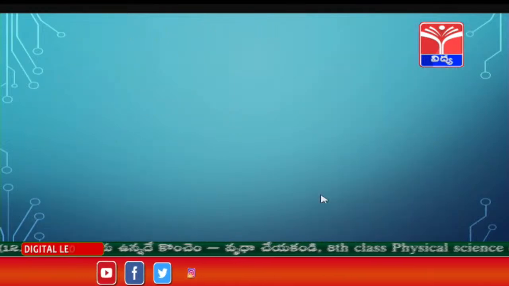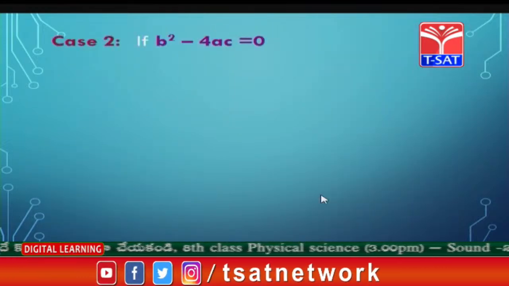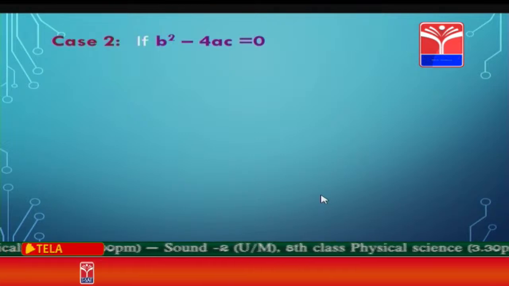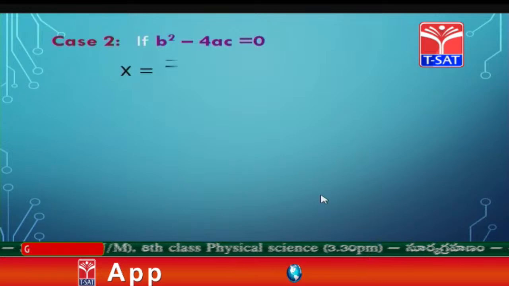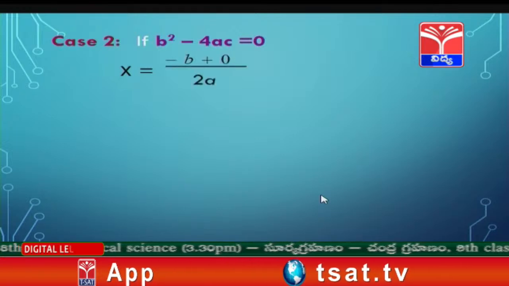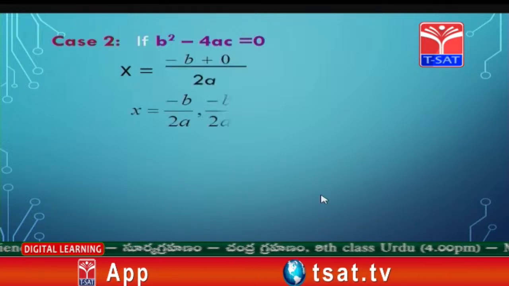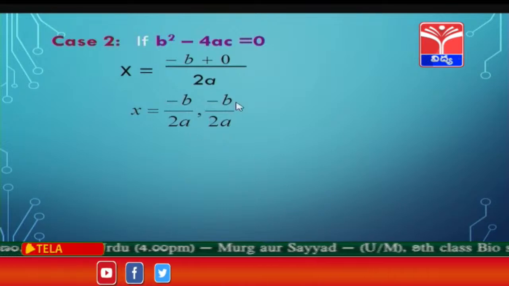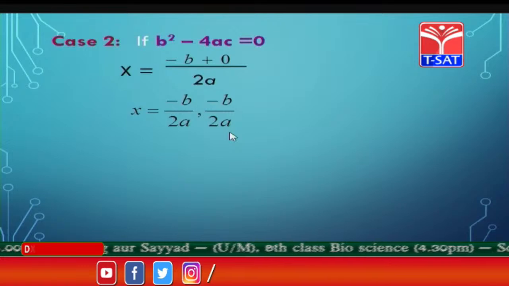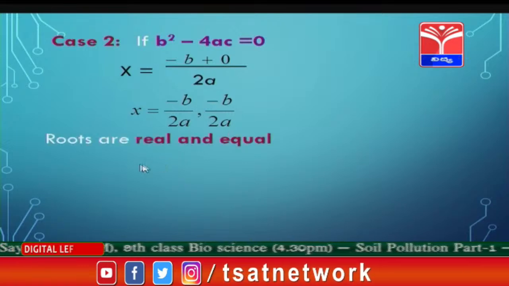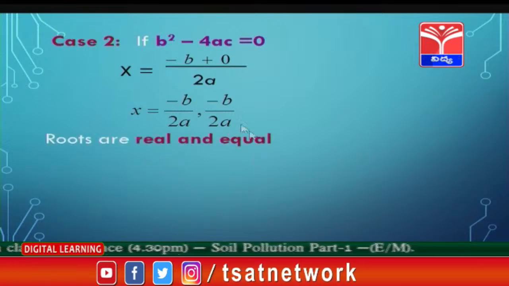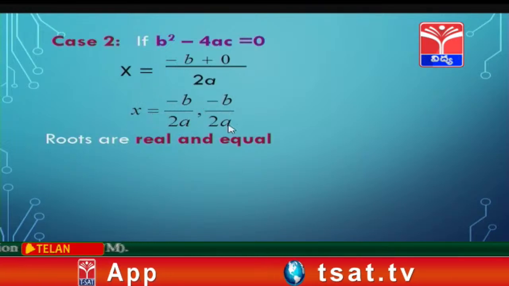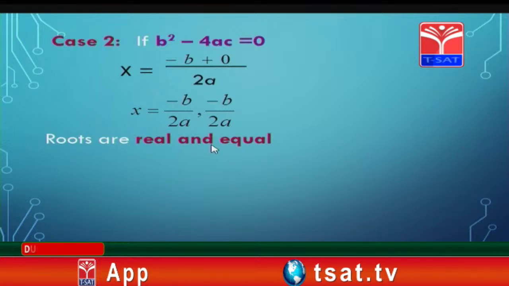Now, let us look at the other case. What happens if b square minus 4ac is equal to 0? Then x would become minus b by 2a. So, our roots would be minus b by 2a and minus b by 2a. So, we are getting two roots which are real and equal. Observe the roots children. Here x is equal to minus b by 2a and minus b by 2a. We are getting two real and equal roots.